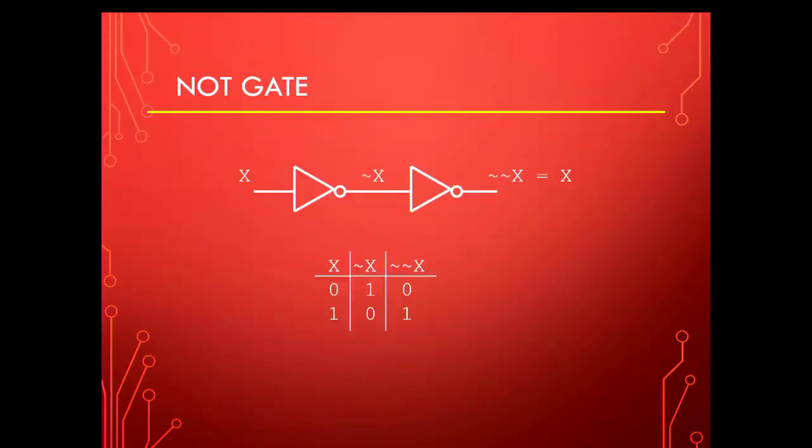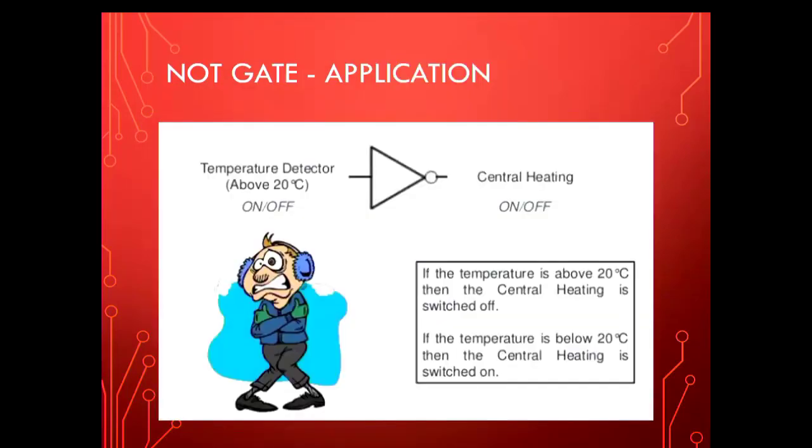If you have a NOT gate connected to another NOT gate, it will basically give you whatever you had at the input, right? And here's a truth table of it. So if x was 0, goes through an inverter, goes to 1, and it goes to another inverter, goes to 0. So this is basically equal to x right here. Okay, we refer to this as a truth table.